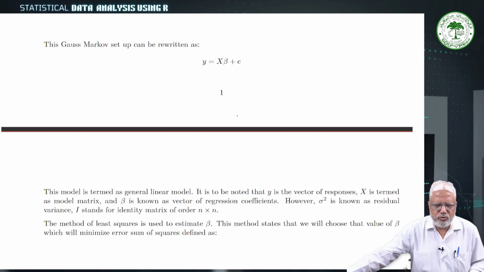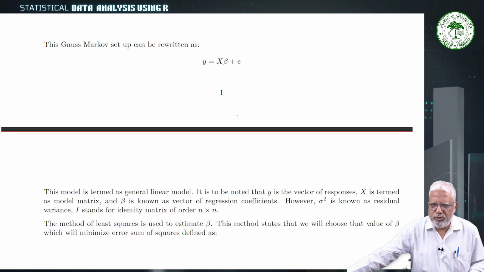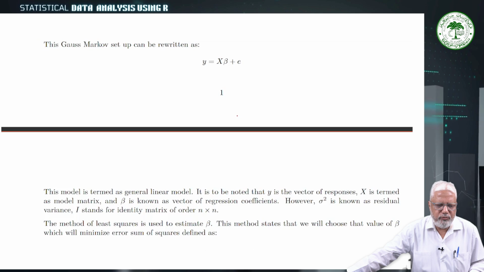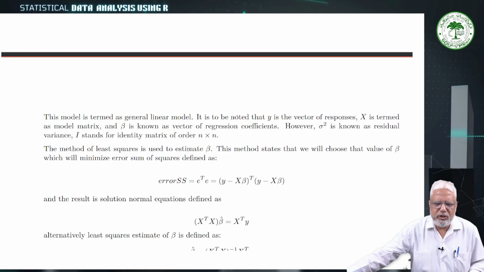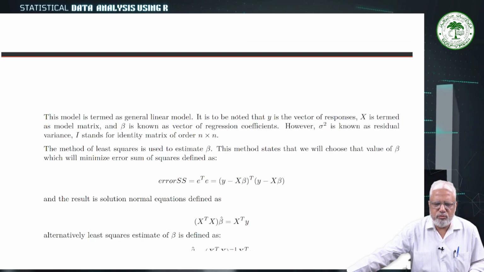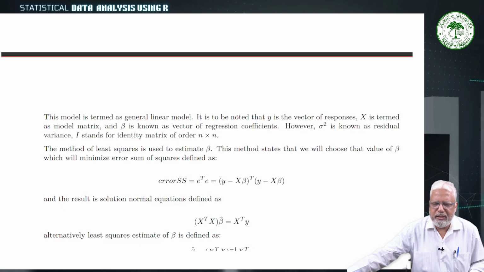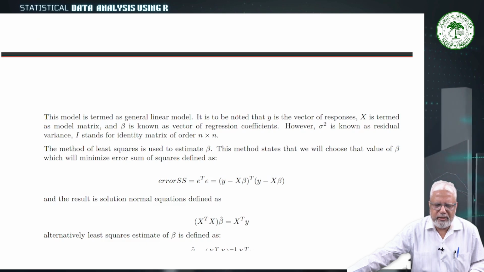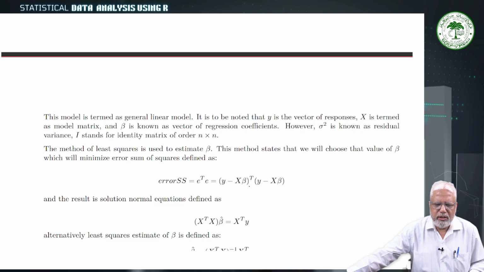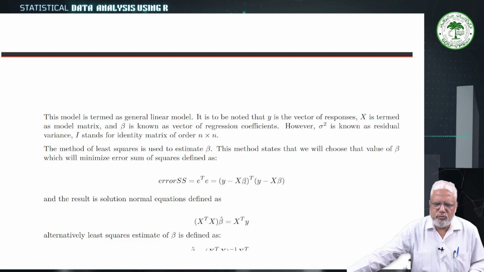I stands for the identity matrix of order n by n. The method of least squares is used to estimate. This method states that we will choose that value of beta which will minimize the error sum of squares, and this was the concept given by Gauss. So error SS is equal to E transpose E, that is nothing but (y minus X beta) transpose into (y minus X beta), and the result is the solution to the normal equation. Actually we have to differentiate this with respect to beta and equate the first derivative to 0.